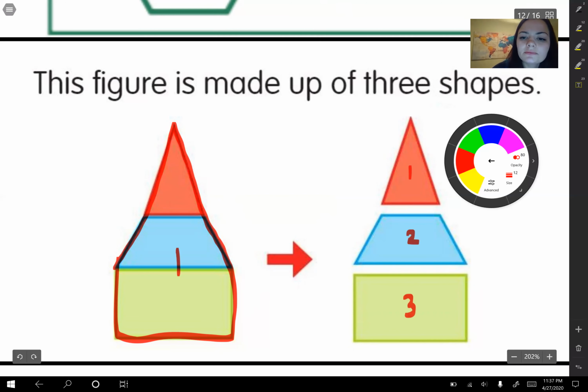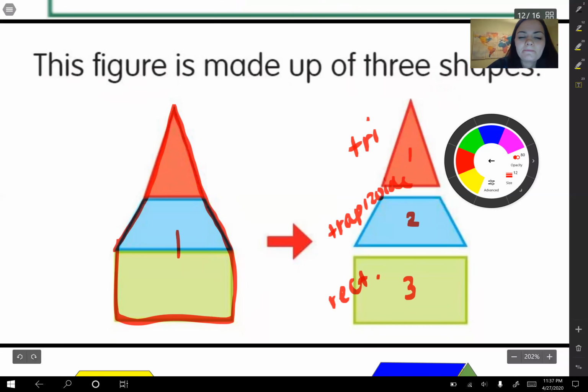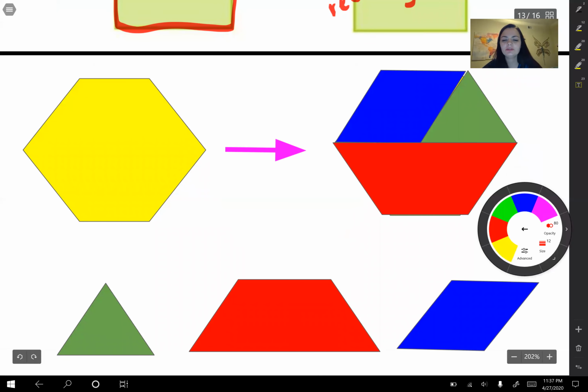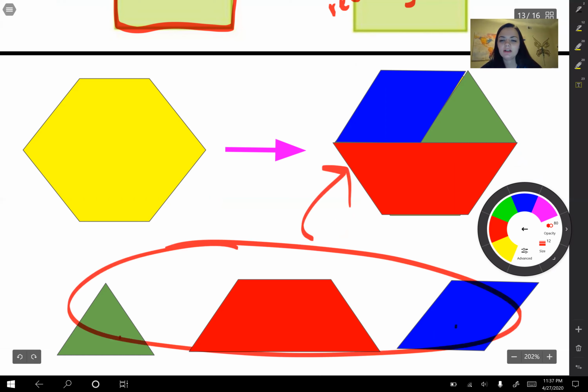I have a triangle, and I have a trapezoid, and I have a rectangle. Okay. Here I have a shape and I can divide it into all these other shapes. So if you see here, if I was going to put these 3 shapes together, I can put all of those shapes together to make that shape right there. So I have one big shape that has 1, 2, 3 small shapes inside of it.